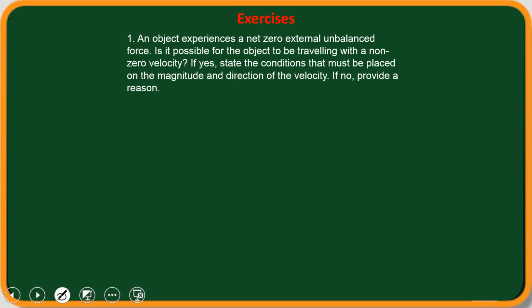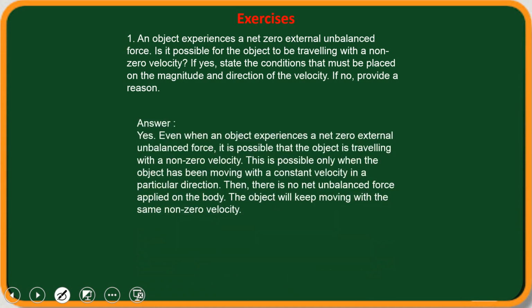Okay, first state what the condition is. If there is no external force, it will go on moving with the same magnitude and the same velocity. Whatever velocity it was moving with at first, it will keep moving with that same velocity, and the direction will also not change. Okay, that is the answer here. Sure? I hope you understand. So you can write the answer like this.